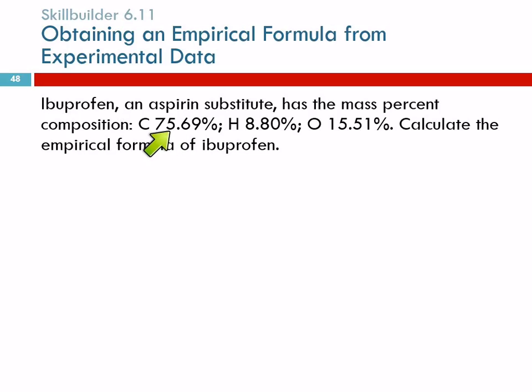75.69% of 100 is 75.69, right? So that's all we do. We just replace the percent with the unit gram. You don't have to understand why you can do that. Those of you that do understand probably got it from that very brief explanation. So just substitute gram for percent and you'll be good.